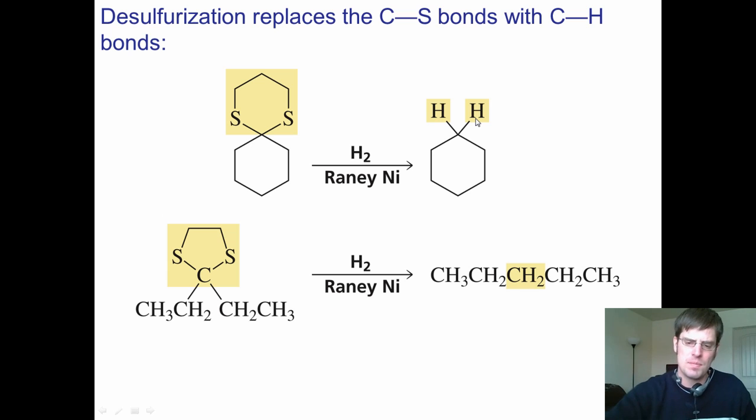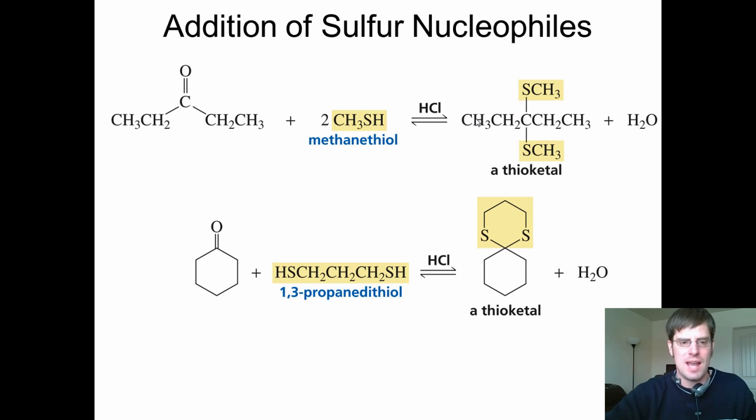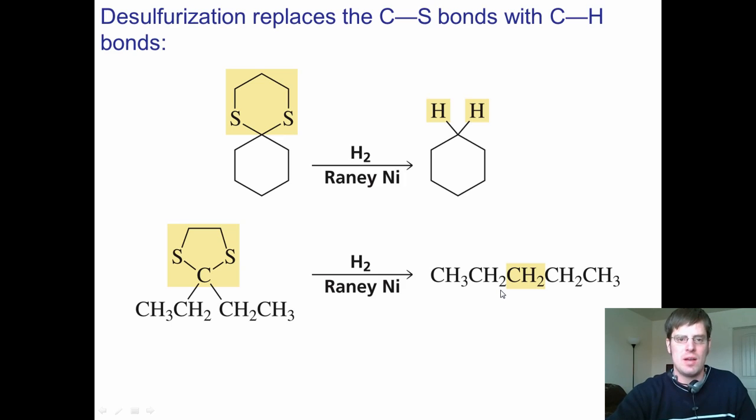Why is that useful? Well, let's go back to the previous slide and imagine that I have this starting material, cyclohexanone. Let's pretend that I'm trying to make a product that doesn't have an oxygen here, but only has 2 hydrogens here. How in the world can I get rid of that oxygen completely and replace it with 2 hydrogens? Well, I can go through these 2 steps. I react this ketone first with a dithiol to generate a thioacetal. And then I take that thioacetal and treat it with hydrogen gas and Raney nickel to replace the 2 sulfur atoms with hydrogen atoms.